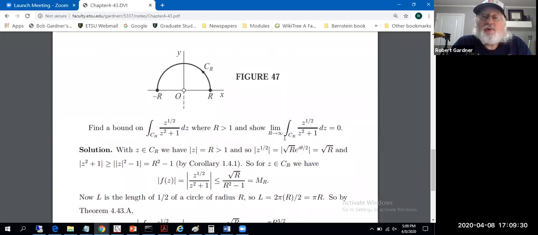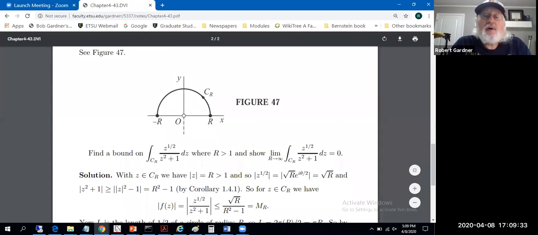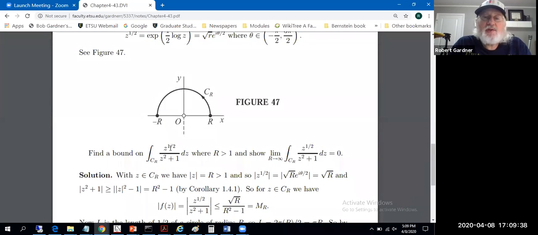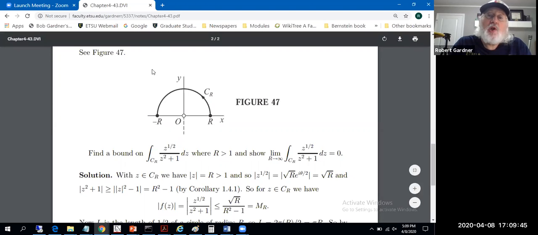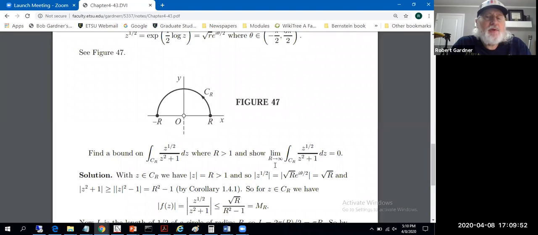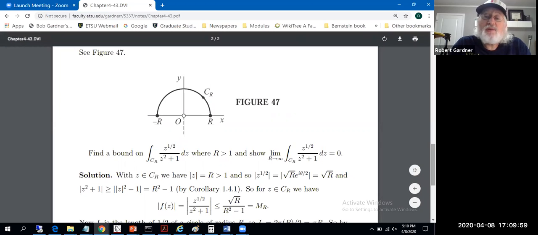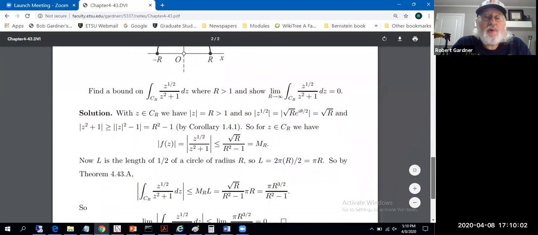Now, I can draw a little picture of that somewhat. So we're integrating over this circle. We're going to get a bound on the resulting integral, and then let r get large. When r gets large, we're taking integrals over larger radii semicircles. We'll use that bound to show as r approaches infinity, the bound must approach 0. And if the bound approaches 0, then the integral must approach 0. So first, we need a bound on the integral.